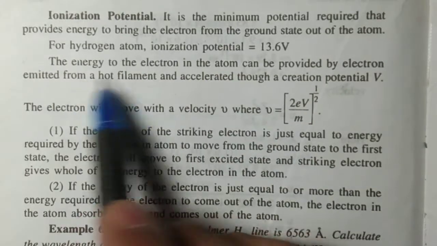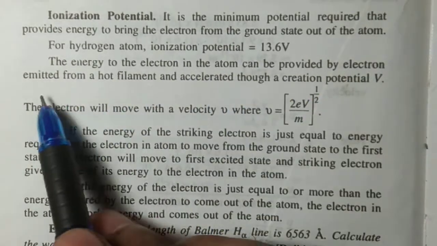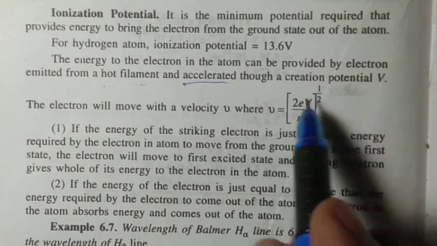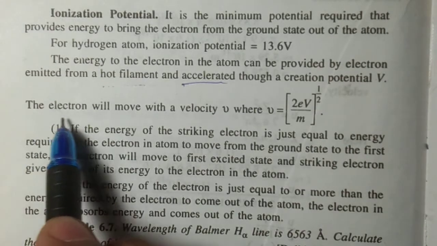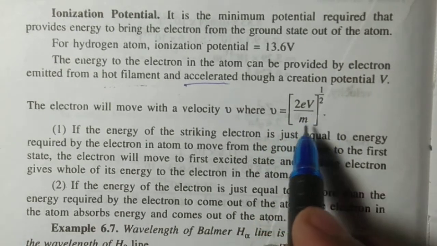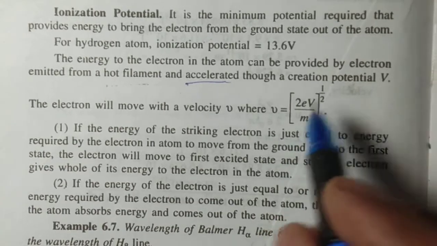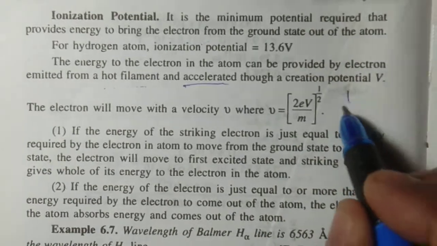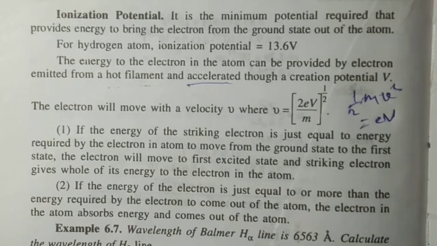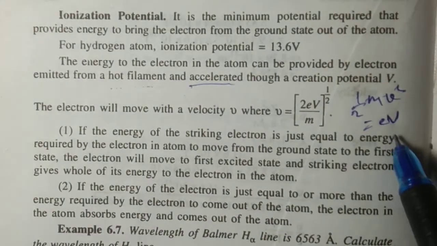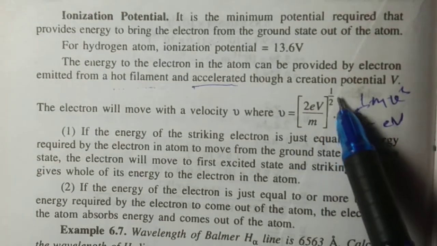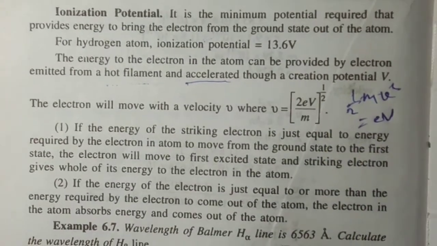The energy to the electron in the atom can be provided by an electron emitted by a hot filament and accelerated through a potential V. The electron will move with a velocity v, where v is equal to (2eV/m) to the power half. This comes from half mv square equal to eV. So this is the kinetic energy of the electron and this is the given energy. So from this we can find v is equal to (2eV/m) to the power half.